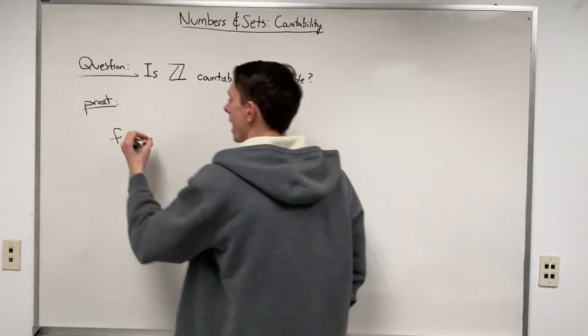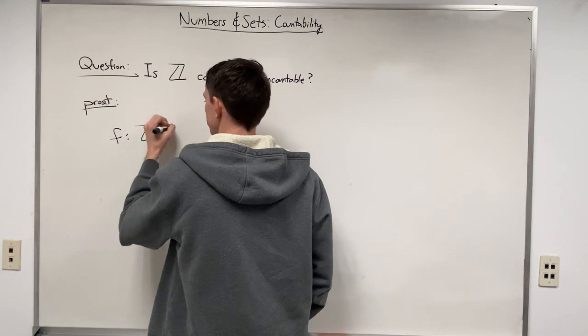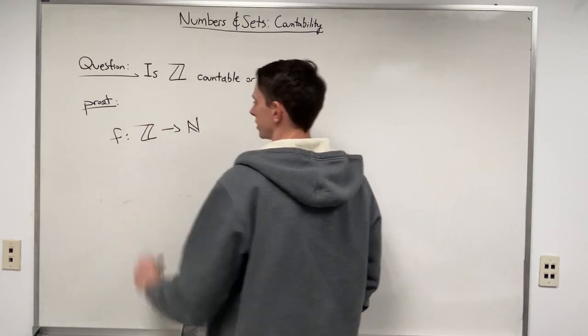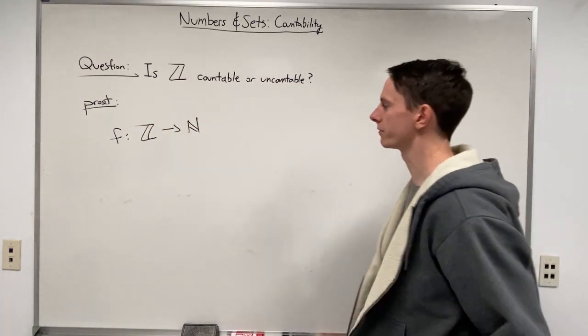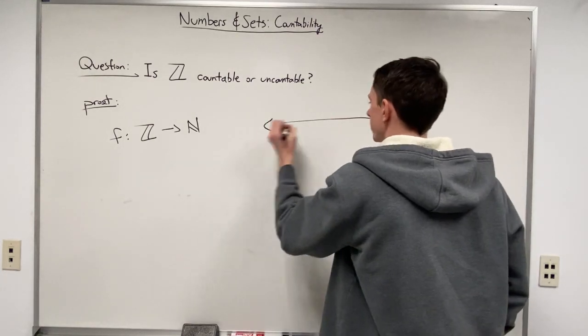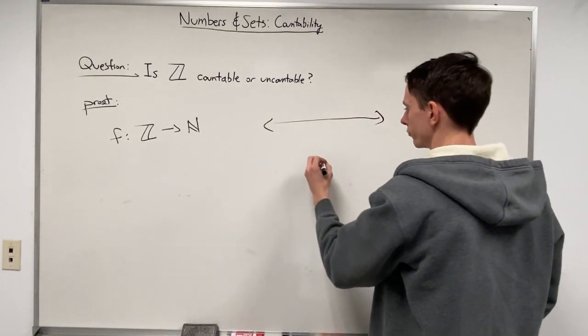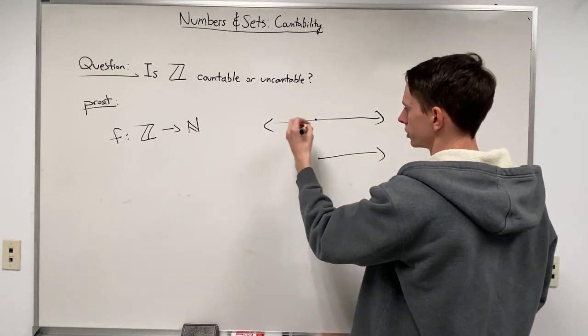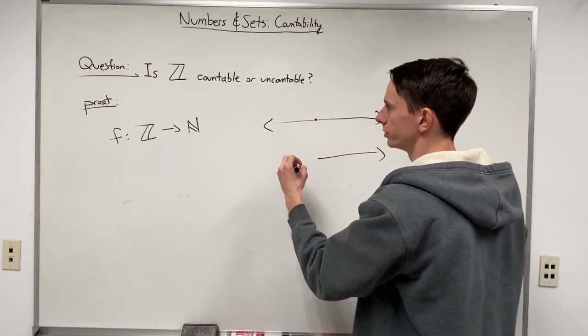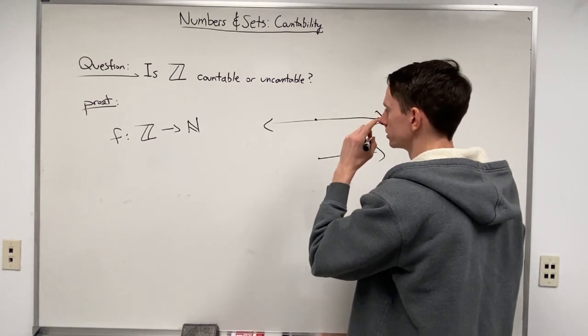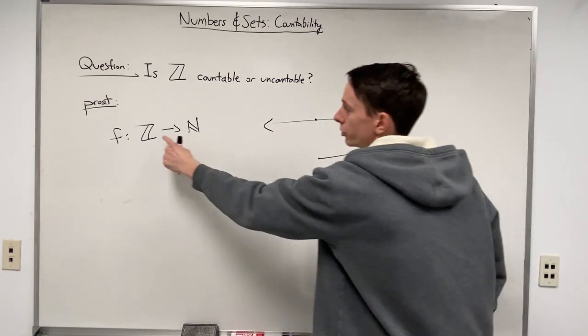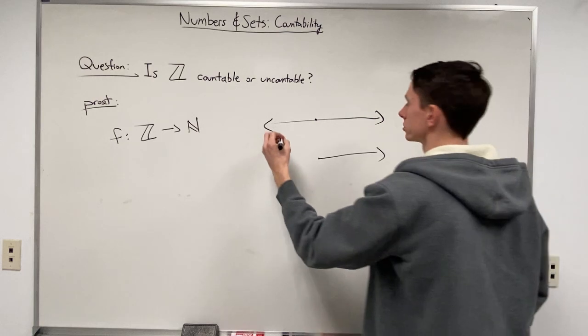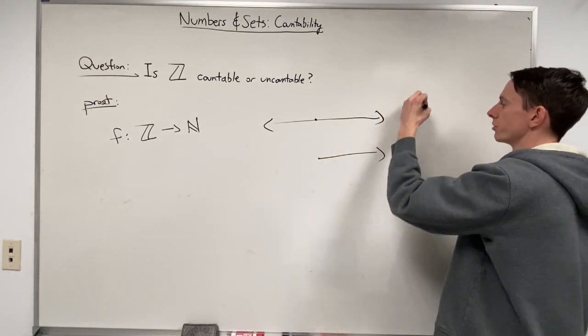And f is going to map from the integers to the naturals. And I'll specify what f is in a second, but I also want to just draw out a number line real quickly, where the first number line is going to be the domain of the integers. So maybe we'll put Z over here.